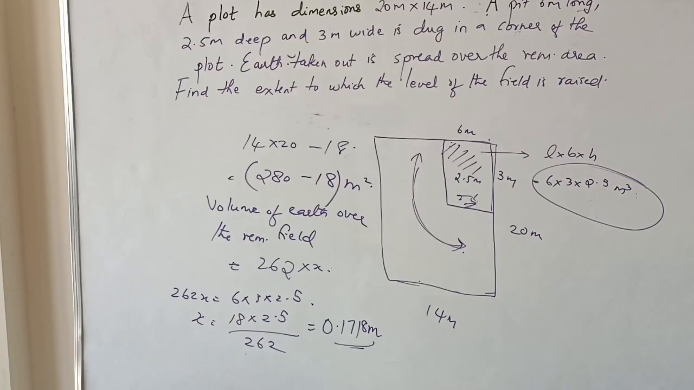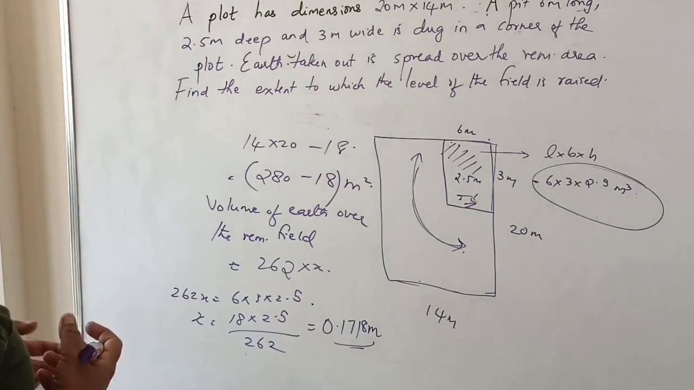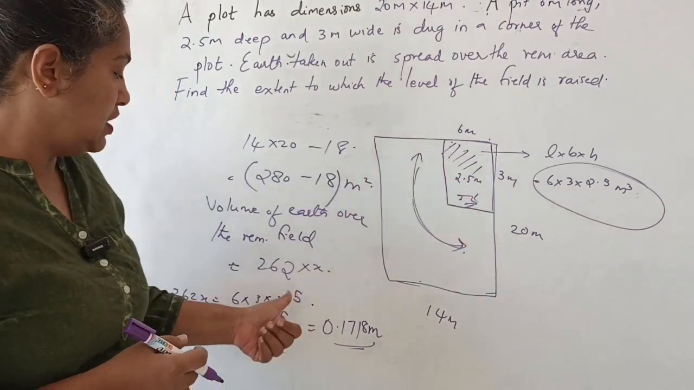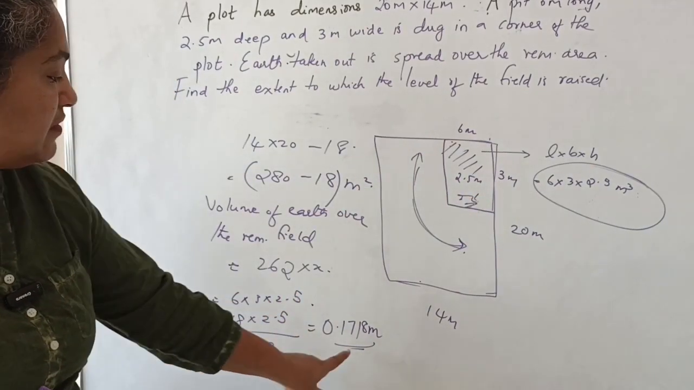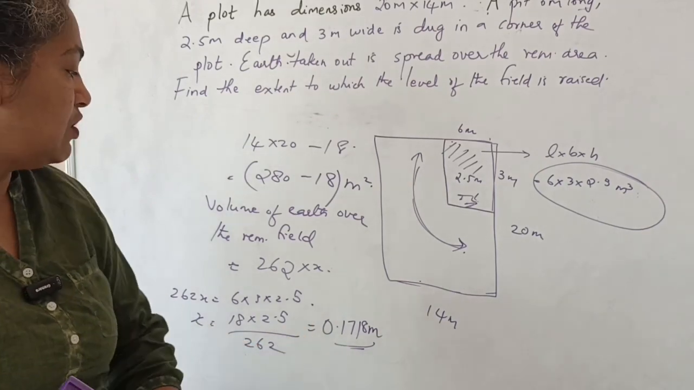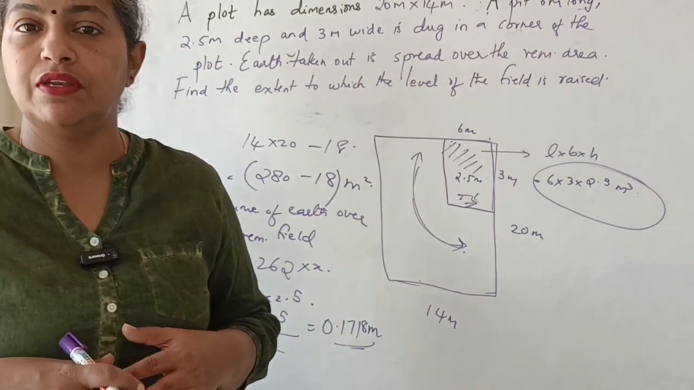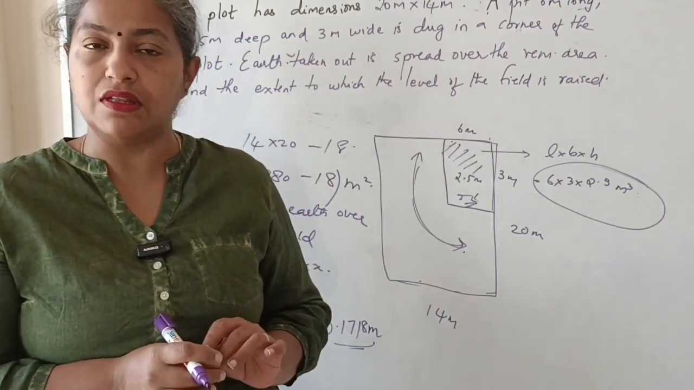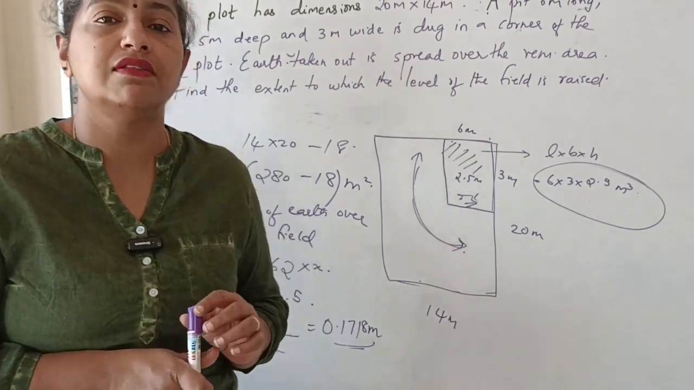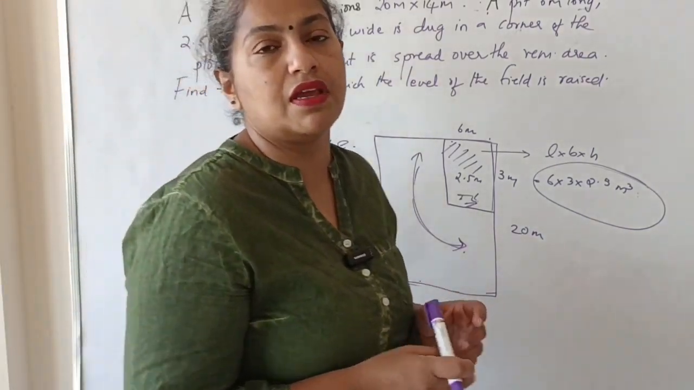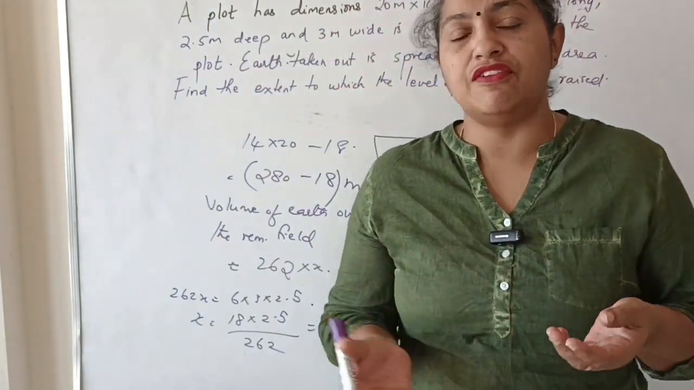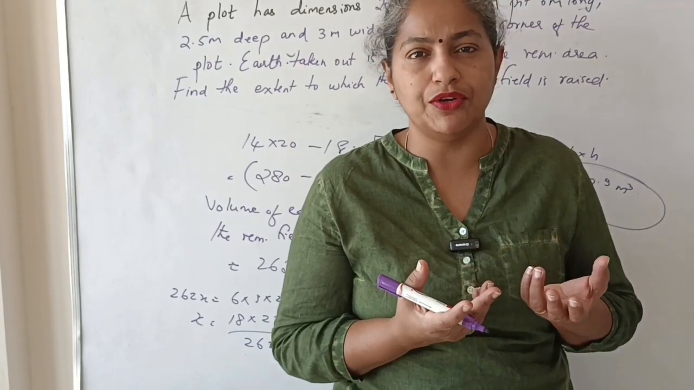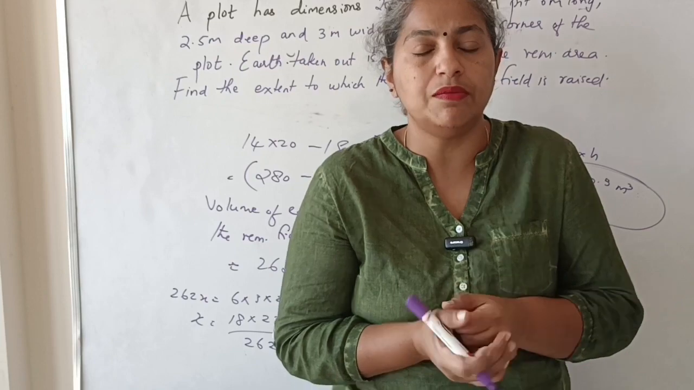You can see that I have calculated the thickness of the field by equating the volume of the earth over the remaining field to the volume of the earth taken out from the pit. When you are equating and solving for X, this is the value that you are getting. Because you are getting 0.1718 meters, you can also write it as 17.18 centimeters, whichever you feel your teacher might appreciate as a better way of representing the thickness. Now we are over with this kind of sum where earth is taken out and spread over the field, with different kinds of pits and different shapes of field. I think you will be able to do any kind of sum that comes your way in this particular concept.